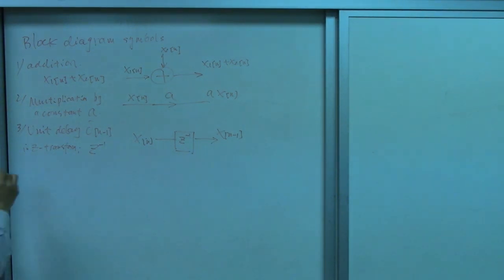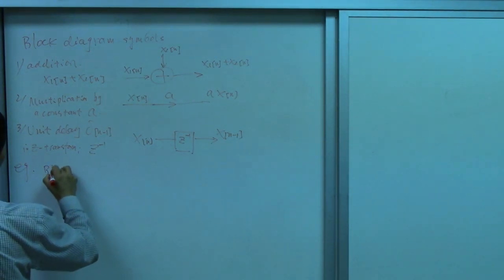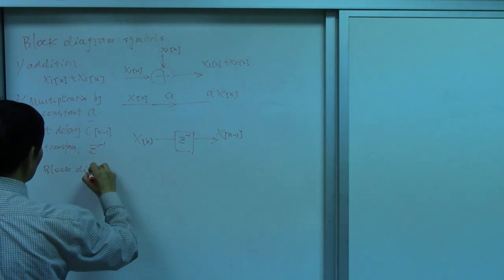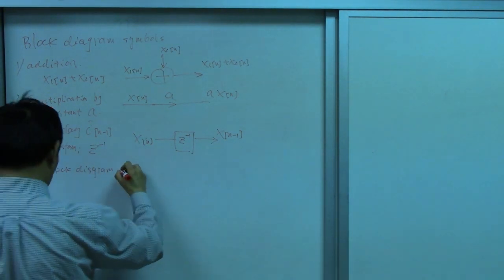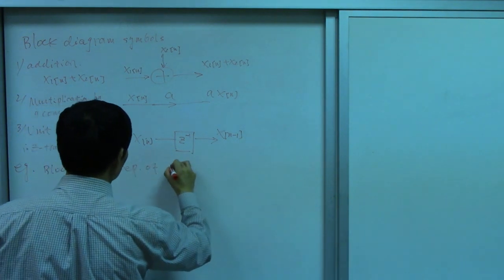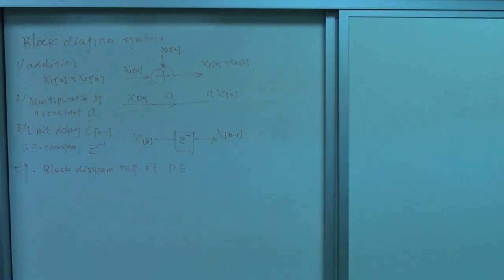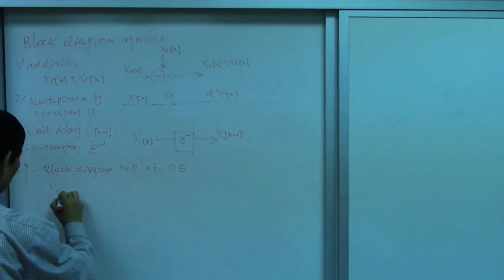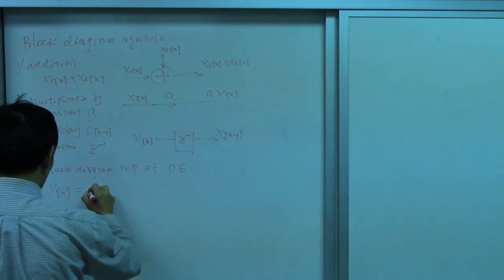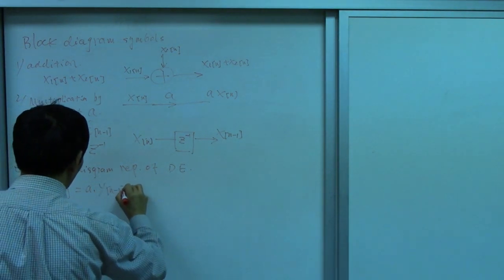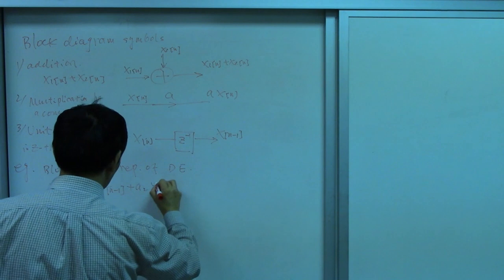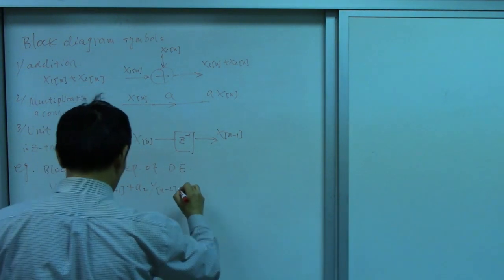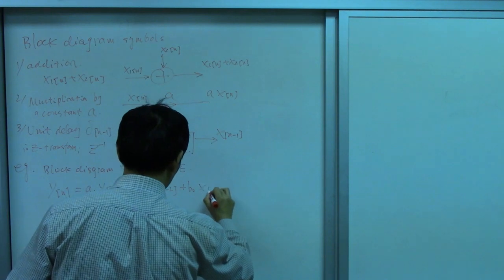Okay, next we use an example to show how to use these symbols to represent a linear LTI system. Block diagram representation of a difference equation. And the difference equation is very simple. y[n] equals a1 times y[n minus 1] plus a2 y[n minus 2] plus b0 times input x[n].